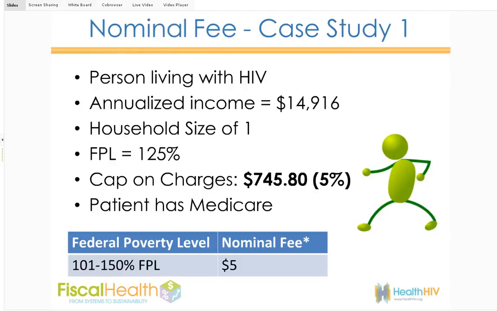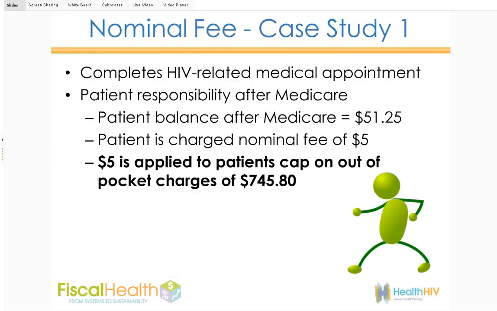So let's revisit our case studies, going back to case study 1 with the patient who has an annual income of $14,916 and a household size of 1 and a federal poverty level of 125%. Based on the legislative requirements, their cap on charges would be $745.80. So that would be 5% of their income. And if, again, this patient has Medicare and a nominal fee of $5, when they're charged that nominal fee of $5, that is applied towards their cap on out-of-pocket charges.